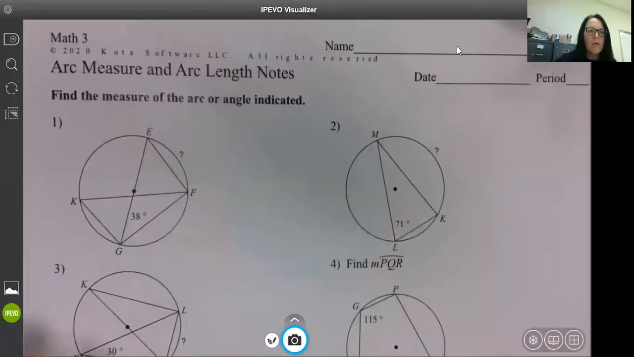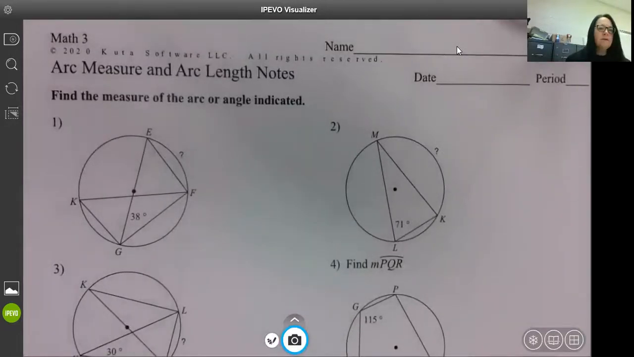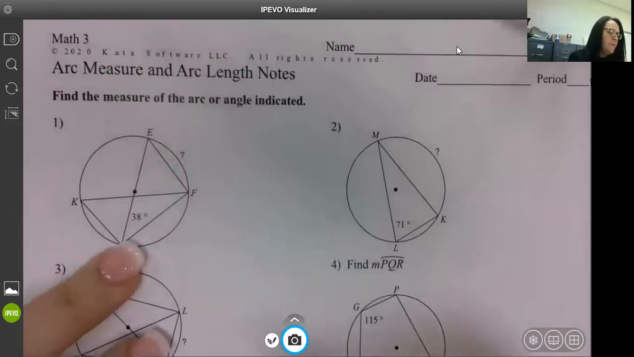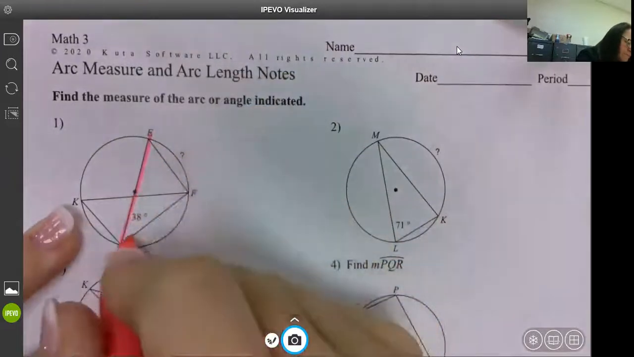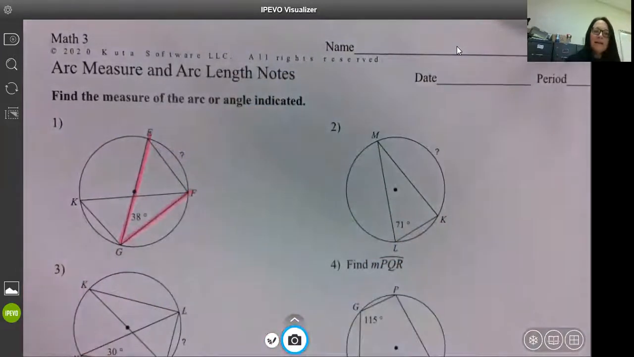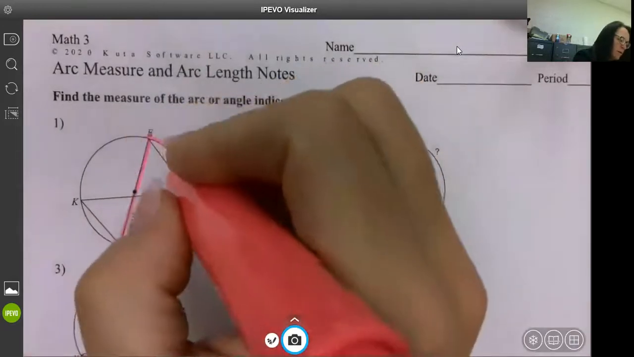All right, guys, so we're going to go over our arc measure and arc length. And arc measure you already know because we've been over that a few times. So if we look at this, what you need to decide is what kind of angle it is. So this 38-degree angle is an inscribed angle. So remember our formula for that is angle equals half the arc.